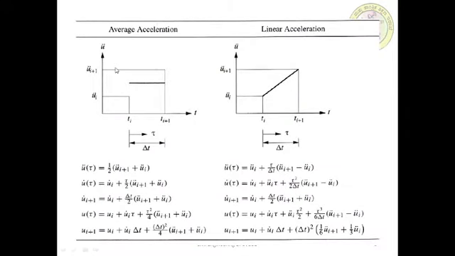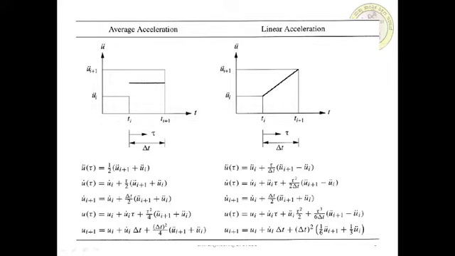You can see that in the figure, average acceleration and linear acceleration, between ui and ui plus 1. Here it is an average, whereas in the linear case it is varying linearly, with that inclination, for the time interval of delta t. So both acceleration components have the beta and gamma parameters. We can see the different steps, the first is the average method, another one is the linear acceleration method. Let us see the linear acceleration method.